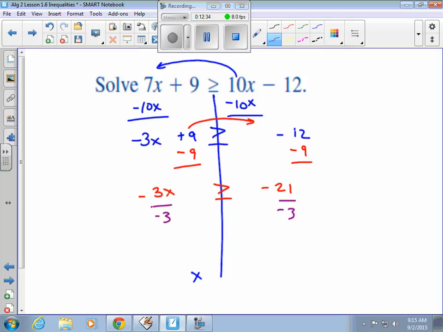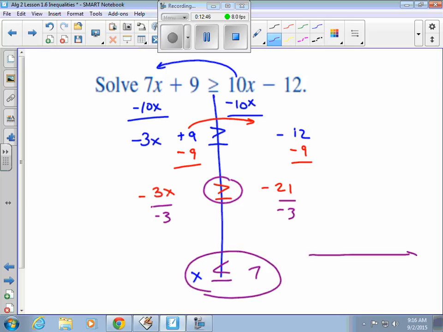A negative divided by negative is a positive, and we divided both sides by a negative value. So this symbol has to reverse and become less than or equal to 7. So here it is solved. When you graph it, again, just its relation to 0, it's positive. Less than or equal to means you color it in. Everything this direction would be the graph.